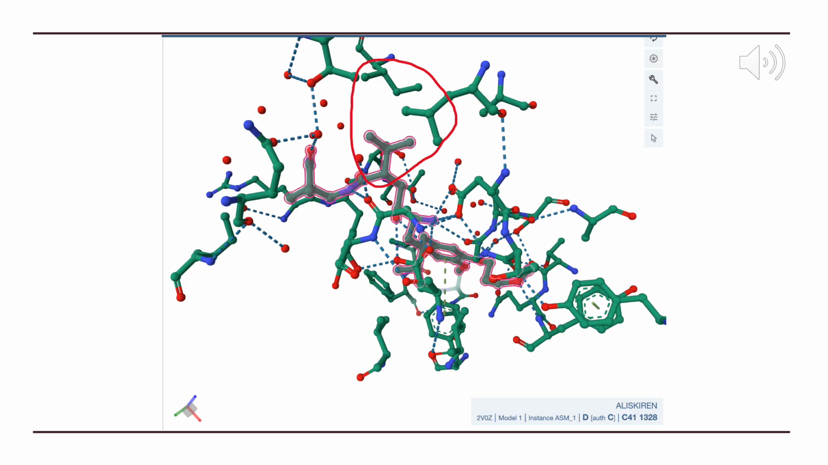Here we see the second isopropyl group. Again, this substituent is hydrophobic, so it engages in van der Waals interactions with the nearby hydrophobic amino acids, leucine and isoleucine.